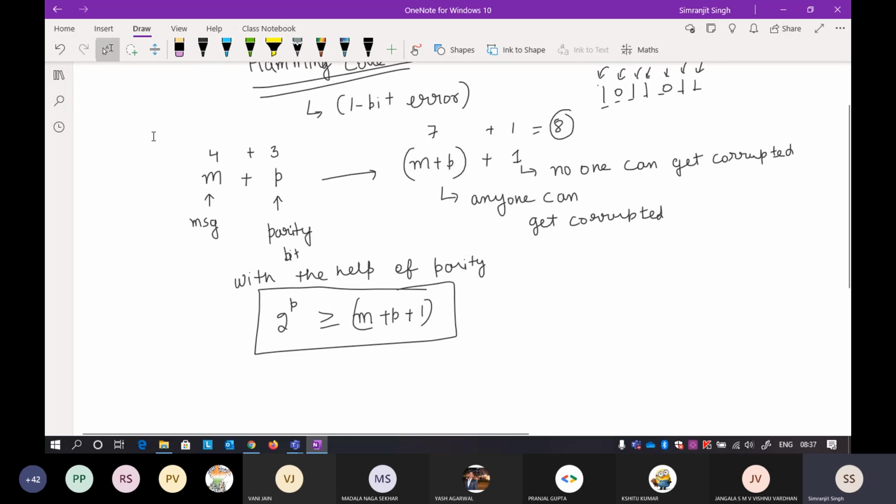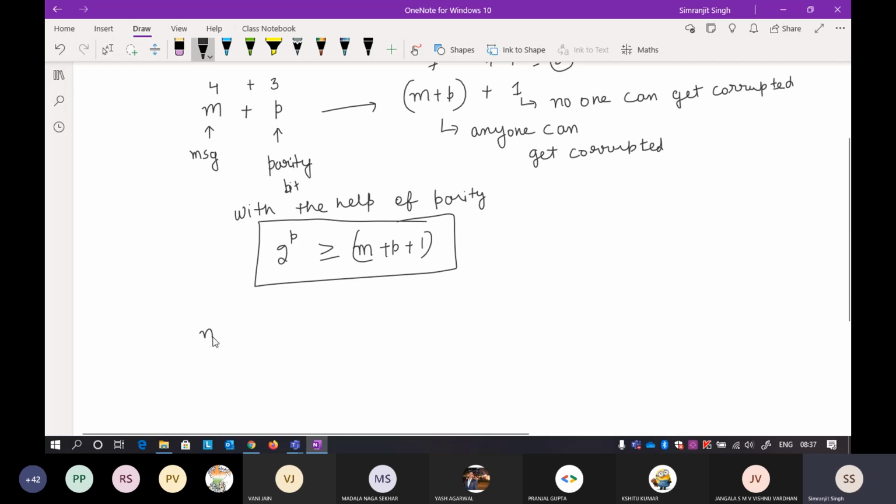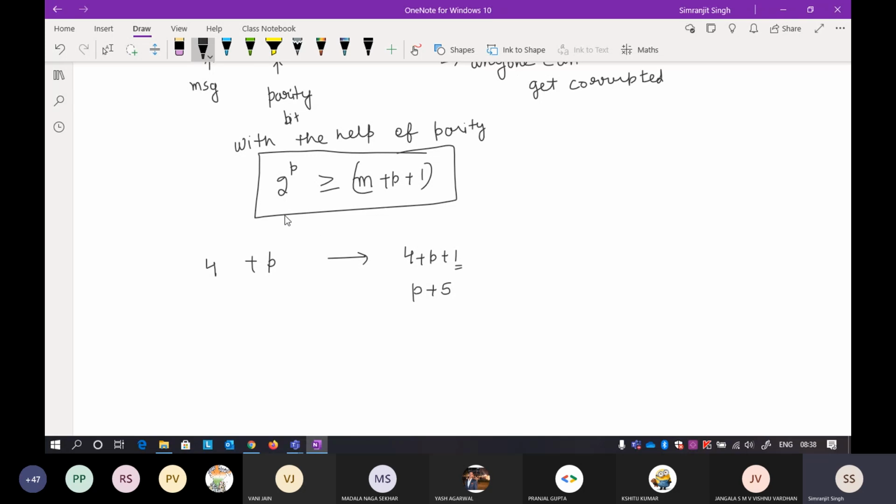So suppose I forget about everything, and I'm just taking my message and my parity bit. Suppose my message is of 4 bits, and I'm not setting the parity bit yet, because how can you set the parity bit? The total cases will be 4 plus p plus 1, so total p plus 5 cases: there can be an error in any of them, and one case where there is no error. So I want to say that the parity bit should be set in such a way that all the possibilities will be covered in it.